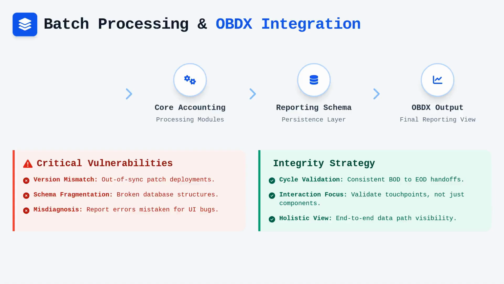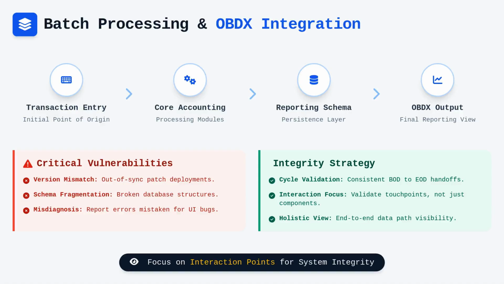We must maintain a clear operational view of the data path from the initial transaction entry point through to the final persistent record. By focusing on the interaction points rather than individual components, we ensure a holistic level of system integrity.